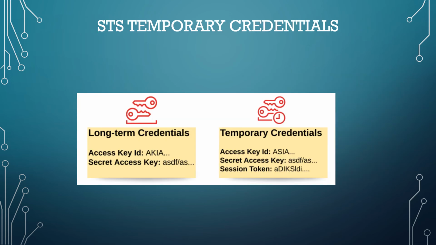Now this is how the temporary credential looks. You have your own long-term credential, that is your access key and secret key. So there are only two. You can see that the access key here starts with the prefix AKIA. In temporary credentials, you will have the access key starting with ASIA. That's what you will see. Again, there will be the secret key, and there will be one more component, a session token, also in the temporary credentials.